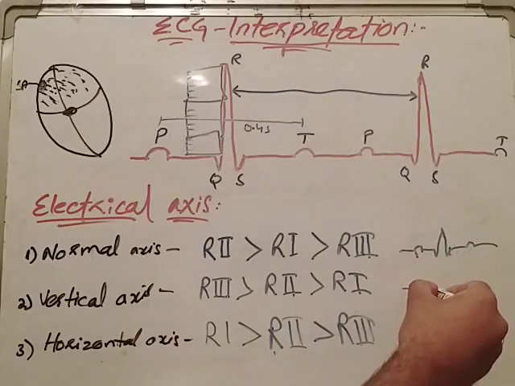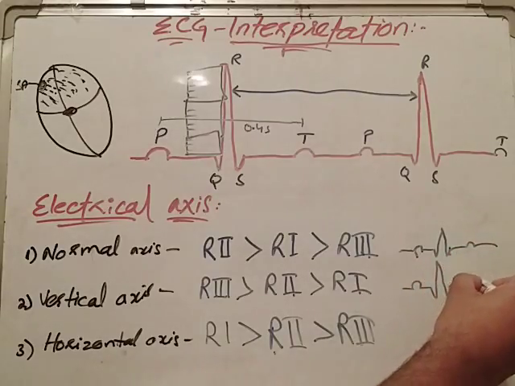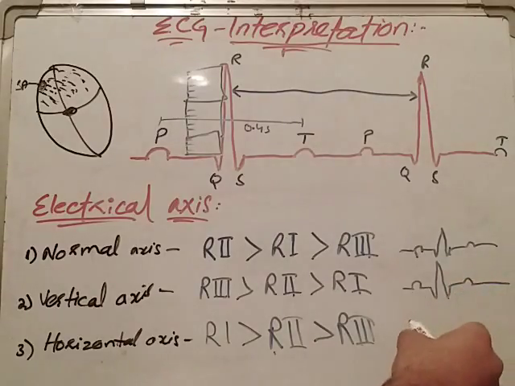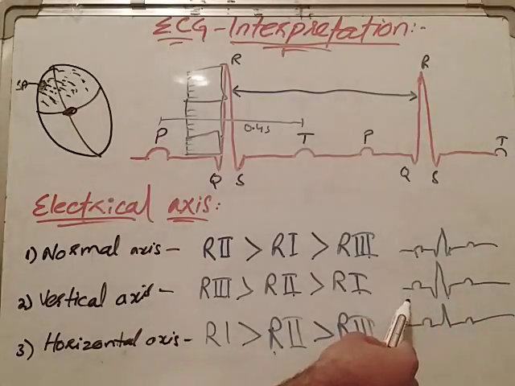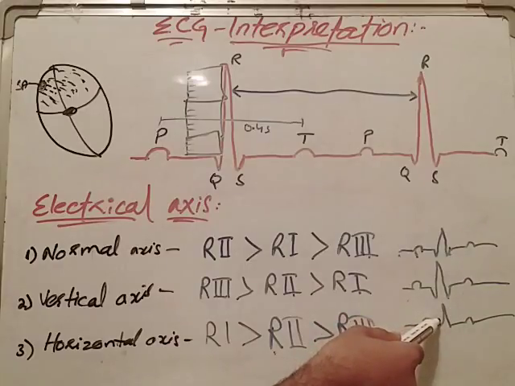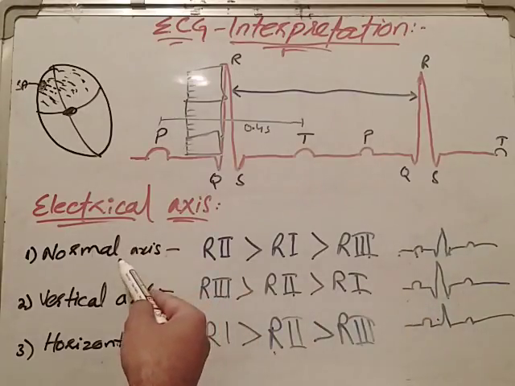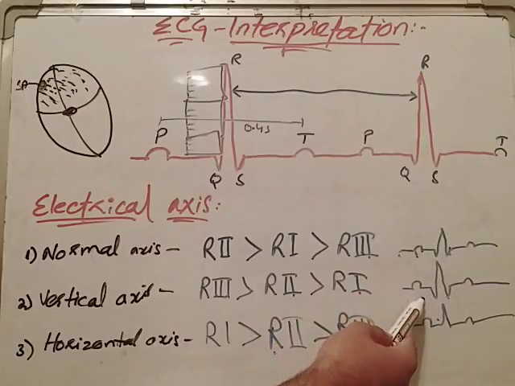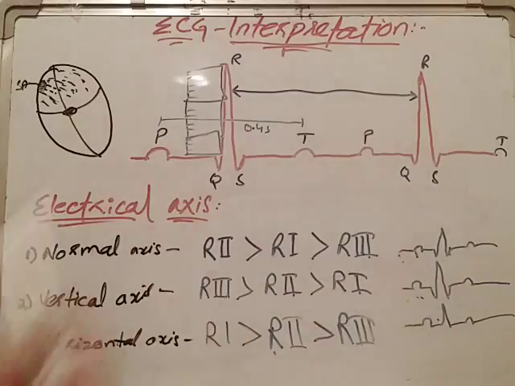So R2 is greater than R1 and R1 is greater than R3, which means that the person is normosthenic. If R3 is greater than R2 and R2 is greater than R1, then the person is called asthenic, and the heart orientation would be vertical axis.